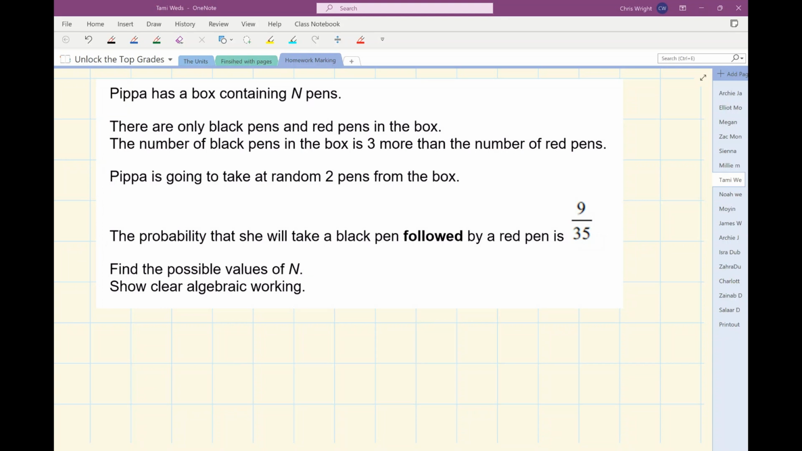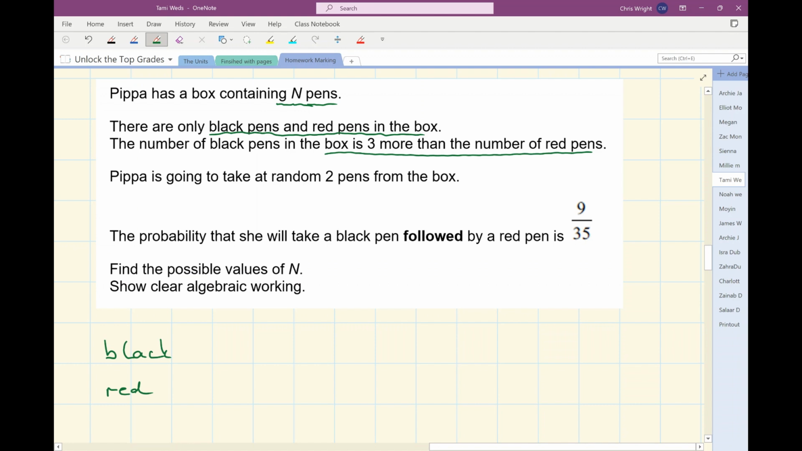Right, here we go. Now, this looks to me like a quite late in the paper question. So, grade 8, grade 9, really? Pippa has a box containing N pens. There are only black pens and red pens in the box. Okay, black and red. The number of black pens in the box is 3 more than the number of red.